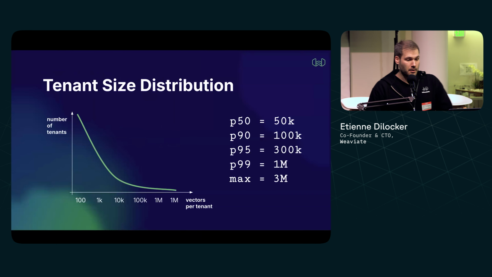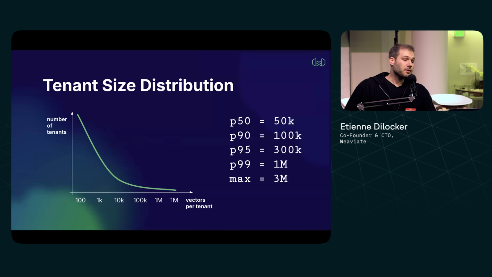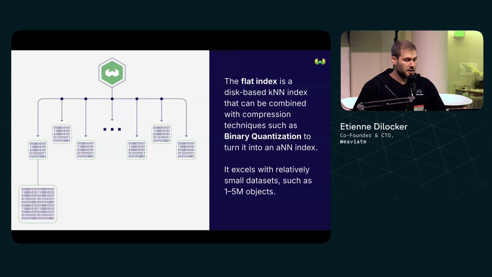Another interesting thing is just this natural long tail distribution. You have a lot of very small users, and you have some very large users. What this allows us to do is use a completely different index. So in this case, we're using what's called in Weaviate the flat index, which is a disk-based index.